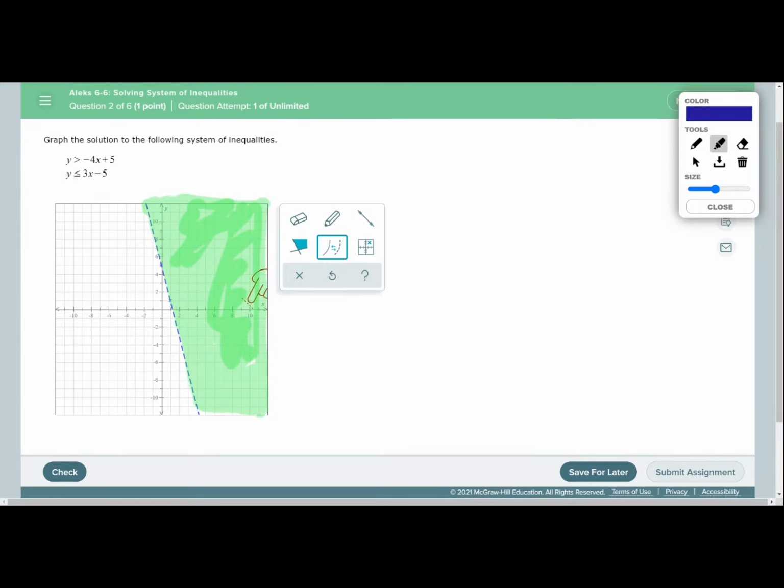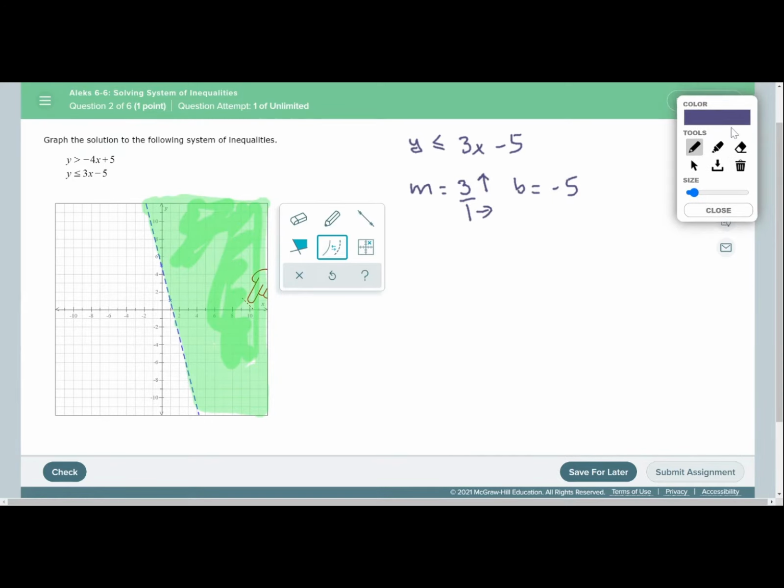We're going to look at the second line. Sorry about that. Y less than or equal to 3x minus 5. What is m? What is b? m is 3. b is negative 5. 3 over 1 will tell you to rise up 3 and run 1. b is negative 5, so we're going to begin at negative 5. Okay, up 3, over 1.